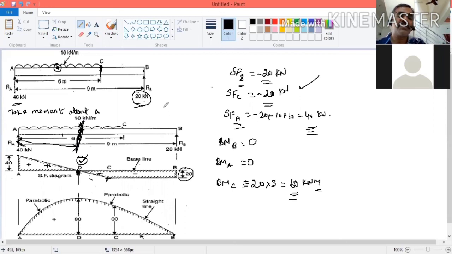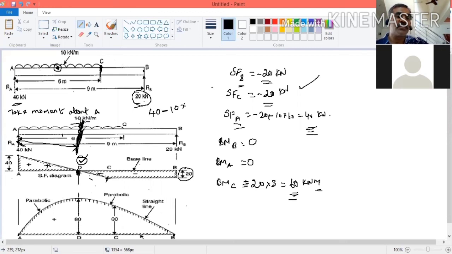Now I am writing the shear force equation about this point. You consider the left side. Left side upward we take as positive for shear force. So shear force is 40 minus this value. How much is it? It is 10 kilonewton per meter, multiplied by the distance x. That is a force.